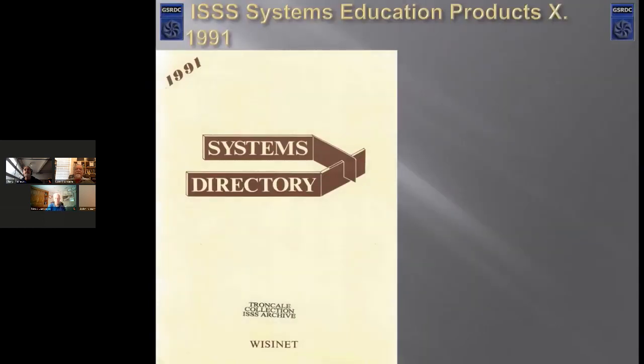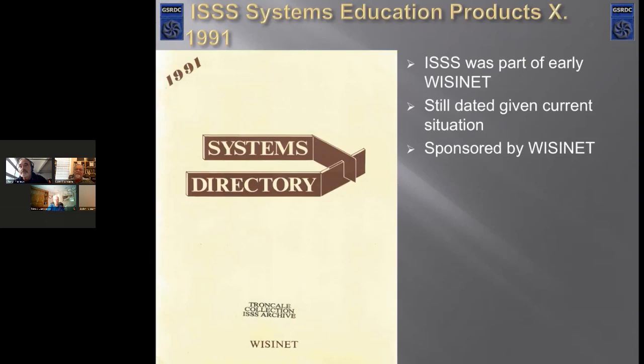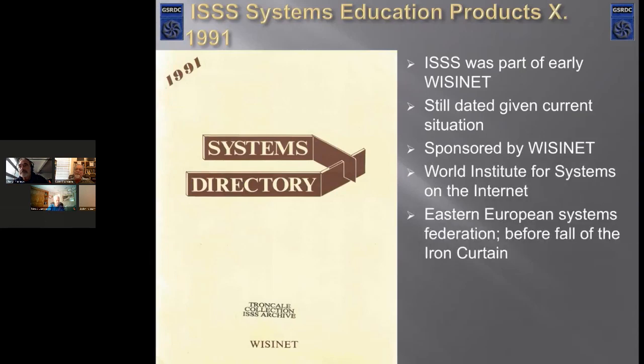And finally, I think this is the final one, the 10th product in 1991. ISSS was part of the early participants in WISNet. It's still dated given the current situation. It was sponsored by the World Institute for Systems on the Internet, and this was kind of an Eastern European federation before the IFSR, International Federation for Systems Research. This was before the fall of the Iron Curtain.